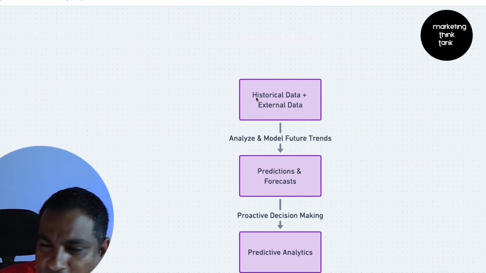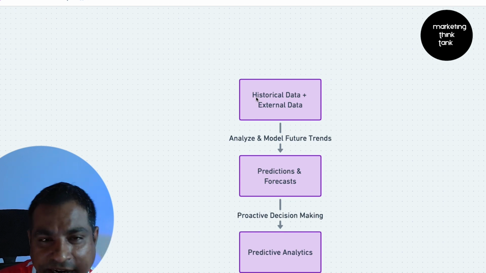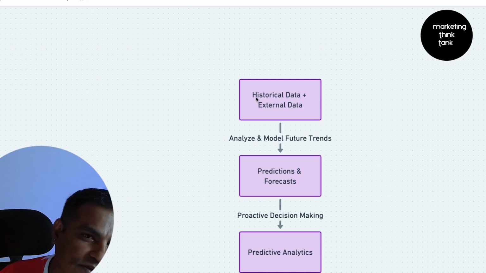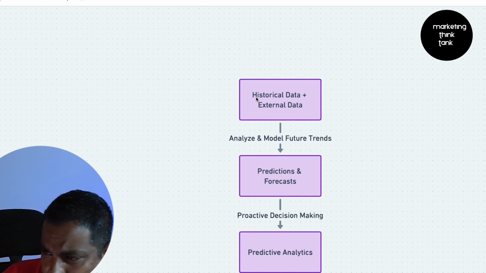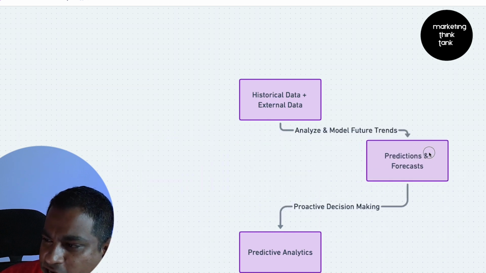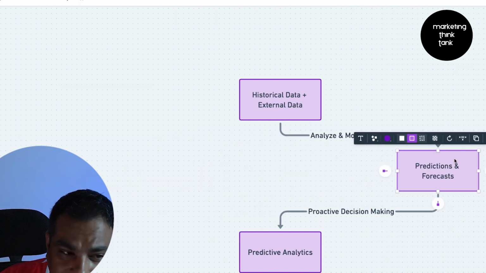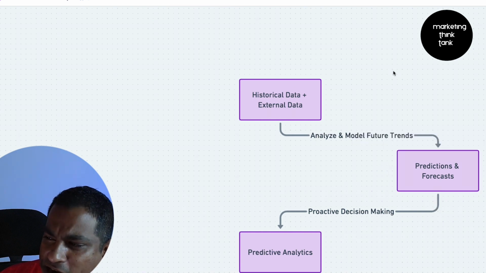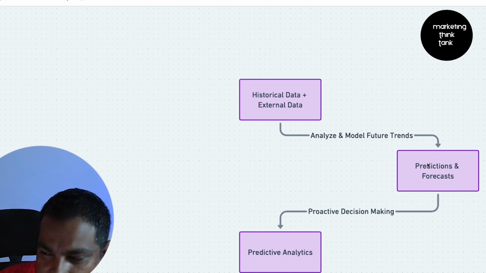So you look at your historical data and data collected from external factors, using your machine learning algorithms, using your AI systems. Once you have that data, you analyze and model future trends, right? So you don't go into the past, you look into the future and analyze that if this is how things are today, how may they look in the future?